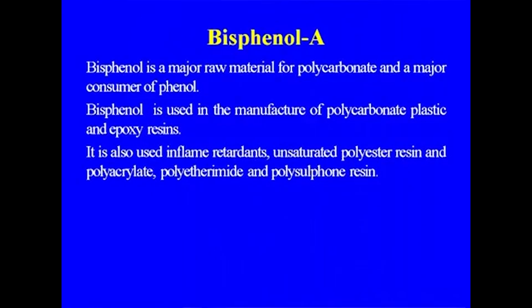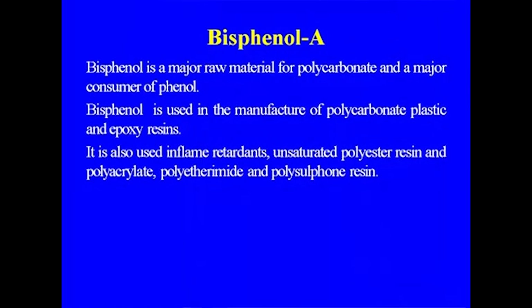Now let us discuss bisphenol, which is one of the important derivatives I told you about earlier, because this is the major raw material for polycarbonate and a major consumer of phenol. Phenol and phosgene are used here for making the polycarbonate. Bisphenol is used for the manufacture of polycarbonate plastic and epoxy resin. It is also used in flame retardants, unsaturated polyester resin, polyacrylate, polyetherimide, and polysulfone resins.